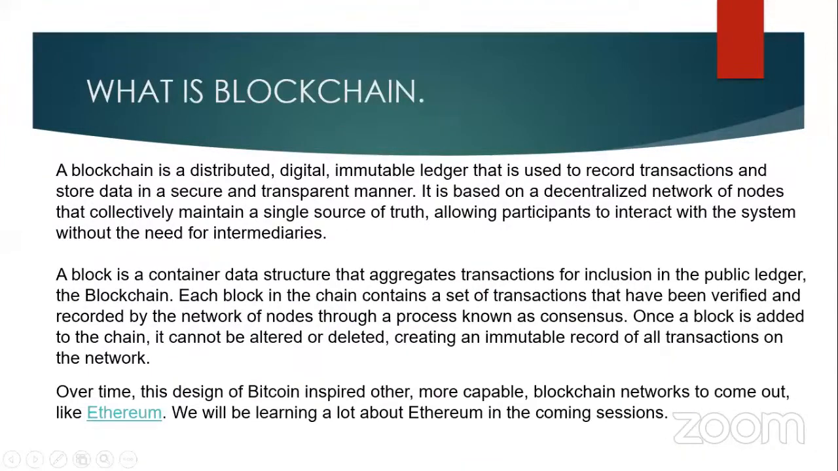What is the blockchain? Basically, a blockchain is a distributed, digital, immutable ledger that is used to record transactions and store data in a secure and transparent manner. It is based on a decentralized network of nodes that collectively maintain a single source of truth, allowing participants to interact with the system without the need for intermediaries.